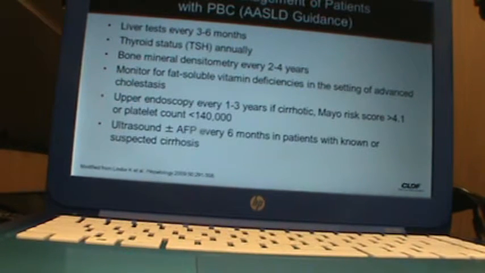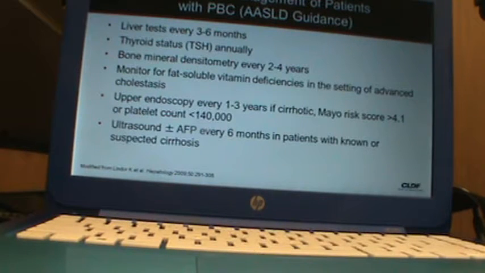In the long-term management of patients with PBC, in accordance with the AASLD guidelines, I think that's pretty obvious. You do liver enzyme tests every 3 to 6 months. We usually do them 3 times a year, every 4 months. Since there may be associated thyroid abnormalities with PBC, the thyroid tests are included in the regular liver enzyme and blood monitoring. There's an increased incidence of osteoporosis in these patients, so DEXA scans should be done every 2 to 4 years. There may be deficiency in fat-soluble vitamins, and they should be monitored.